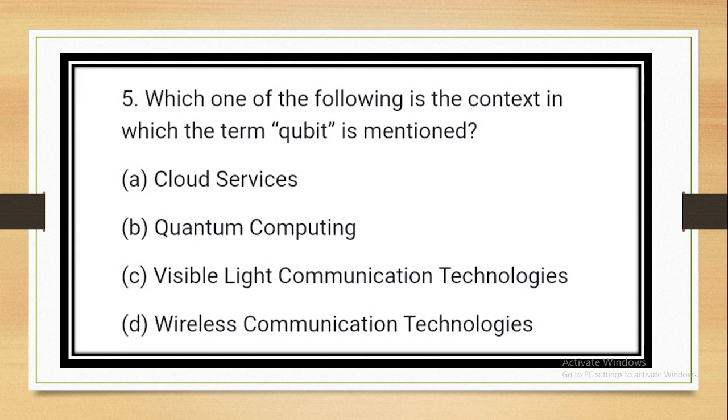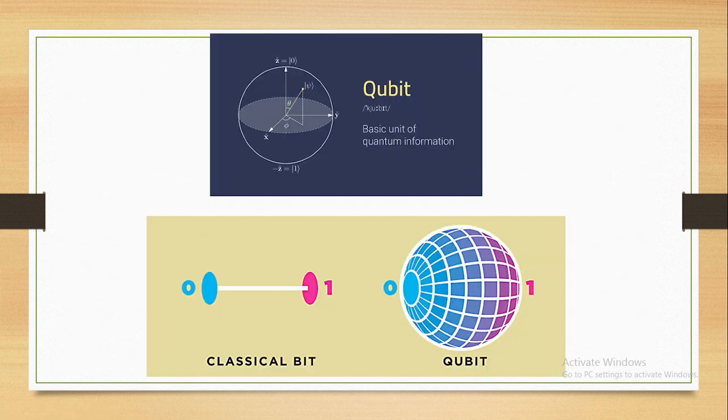Next question is this. Which one of the following is the context in which the term qubit is mentioned? This is a simple question. The answer is option B, quantum computing. See, in quantum computing, the information is encoded in qubits, right? Qubits can be in the form of 0 or 1 or both. So answer is option B.